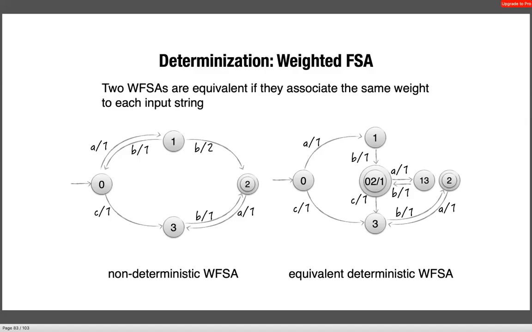And an important notion is that two weighted finite state acceptors are said to be equivalent if they associate the same weight to each input string. So the entire weight which is associated with the input string has to be the same across two WFSAs which are said to be equivalent, but the way in which the weight is distributed across the string can be different. It's just that the overall weight which is associated with the input string has to be the same, but it can be distributed in different ways.